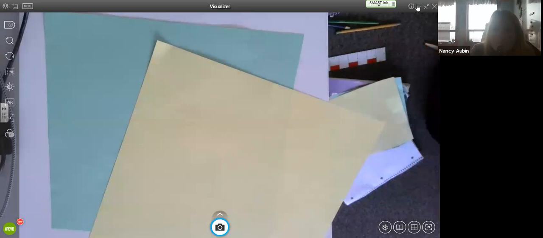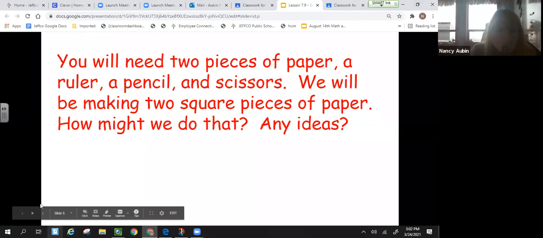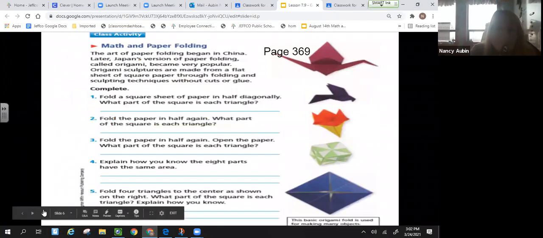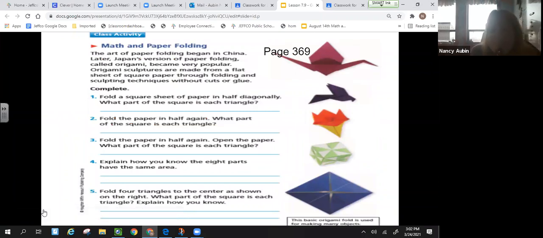All right, next part of our activity is on page 369 in your workbook. Go ahead and open up your workbook. We're gonna do a little origami today. So you will have the directions in front of you. This is not only a math lesson, but it is also following directions activity.